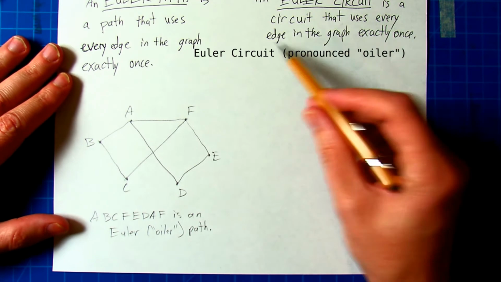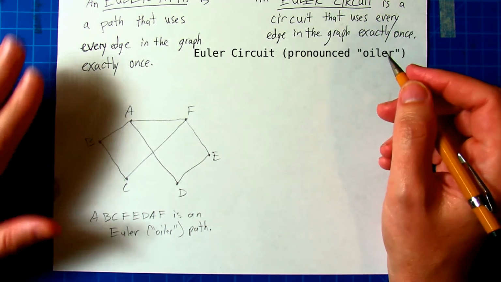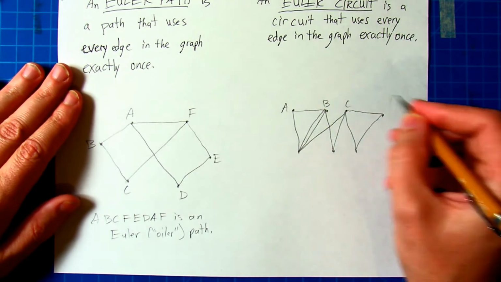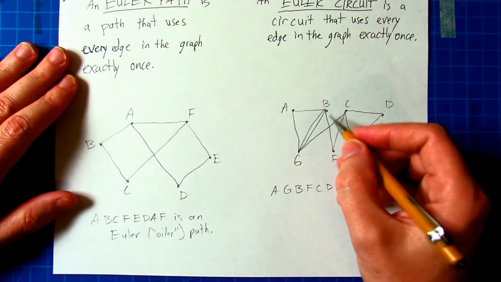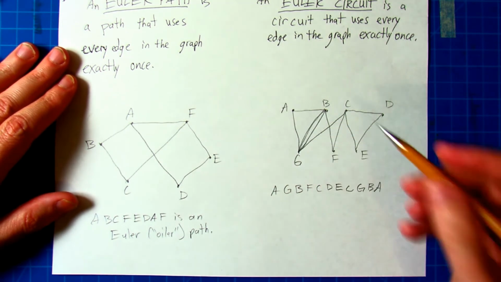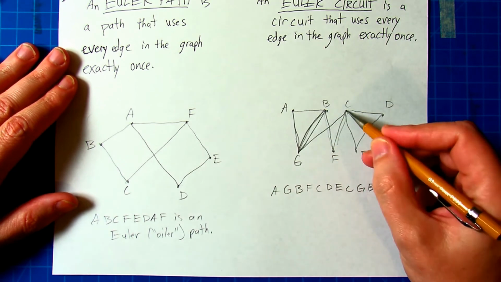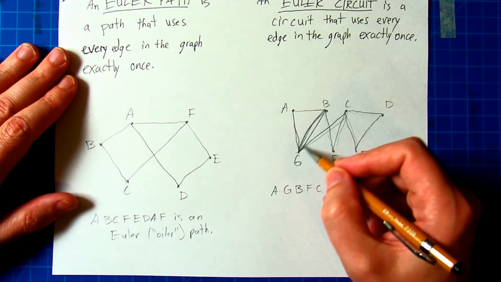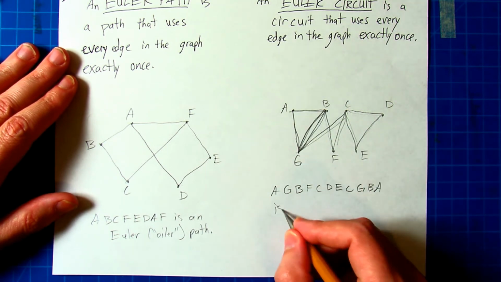If I use every edge in the graph exactly once and I return to where I started, that is an Euler circuit. In this graph, I've drawn it poorly, but there are supposed to be multiple edges between B and G. So if I go A, G, B, F, C, D, E, C, G, B along the other edge of the multiple edges and back to A, I have an Euler circuit.